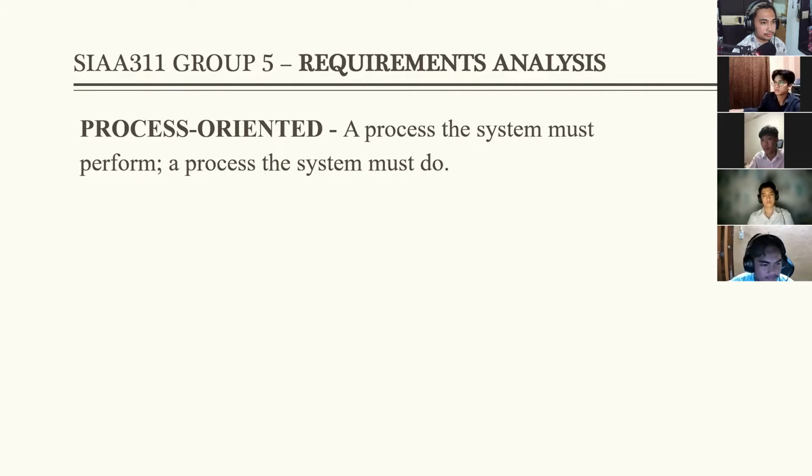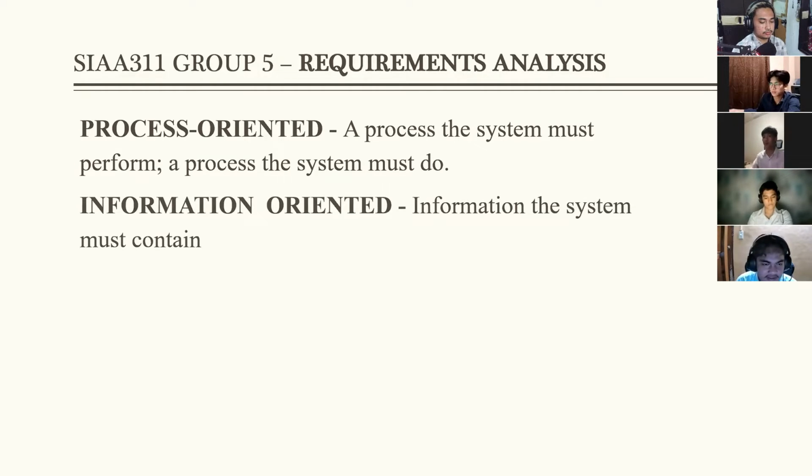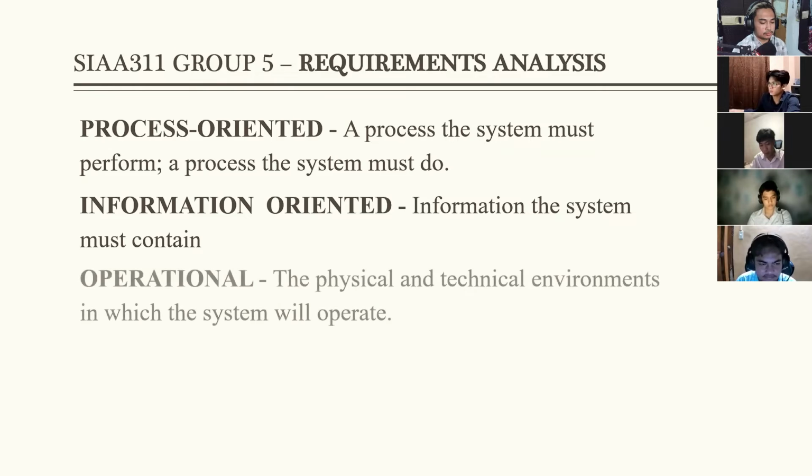Process-oriented. A process the system must perform, a process the system must do. For example, the system allows multi-user accounts, or the system has straightforward features. Next. Information-oriented. Information the system must contain. For example, the system can expand its database storage. Also, the system can keep the user's order and review logs.